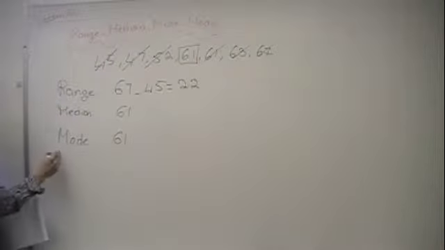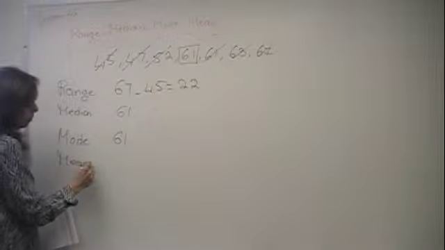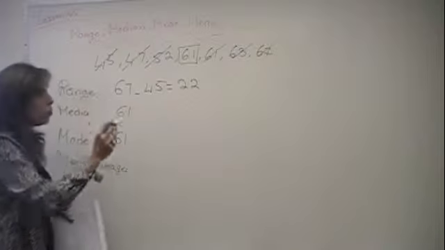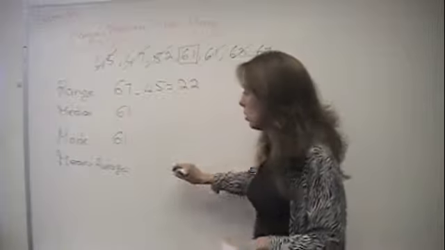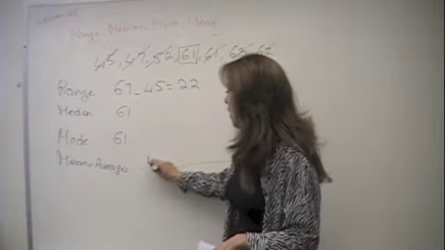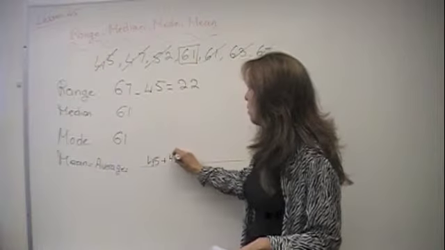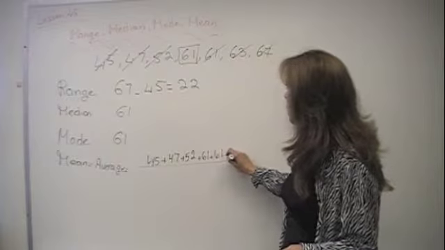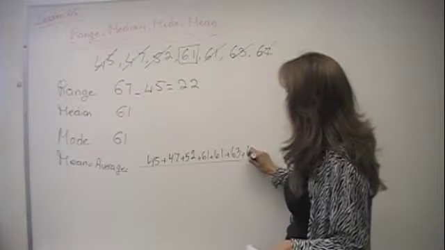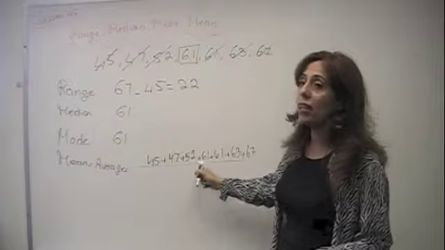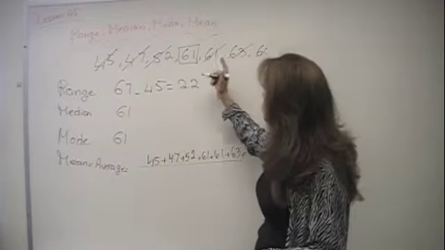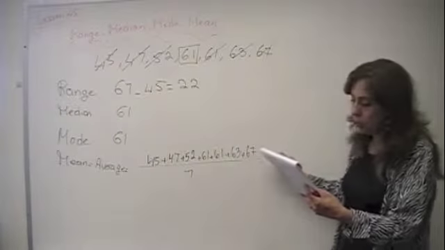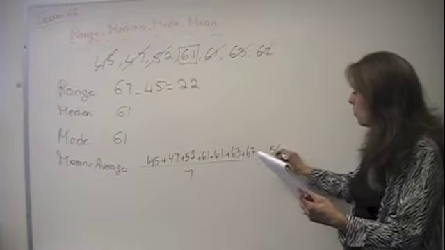The mean is another name for average. With the average, you're going to add all these numbers, 45 plus 47, 52, 61, 61, 63, 67, and you divide by the number of addends, which is 1, 2, 3, 4, 5, 6, 7, over 7, and your answer here would be 56.6.